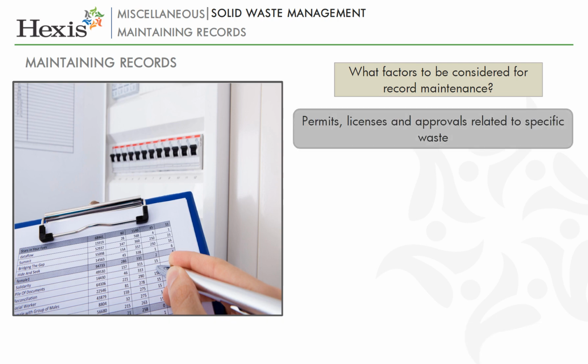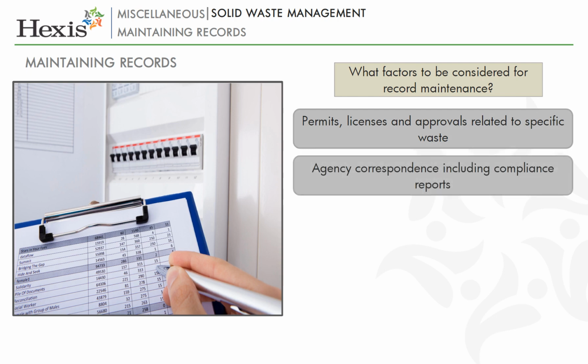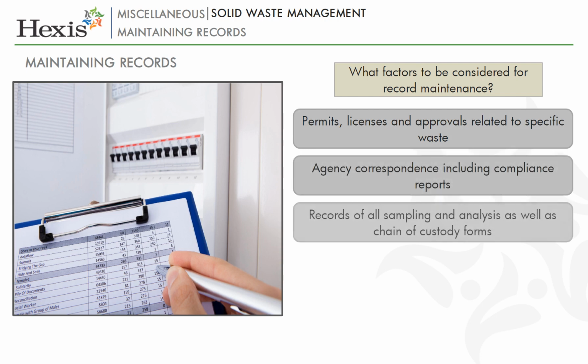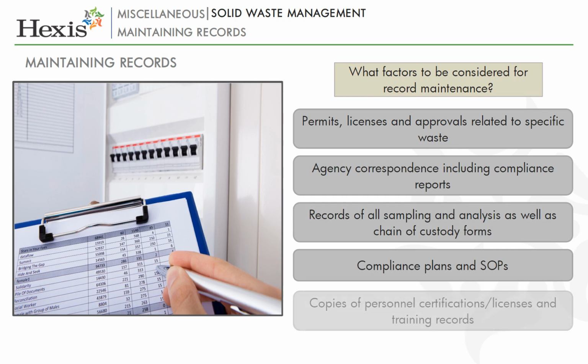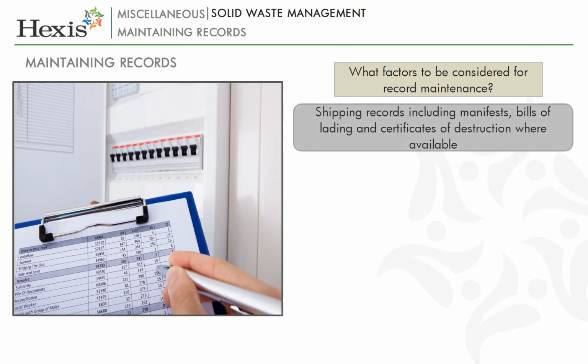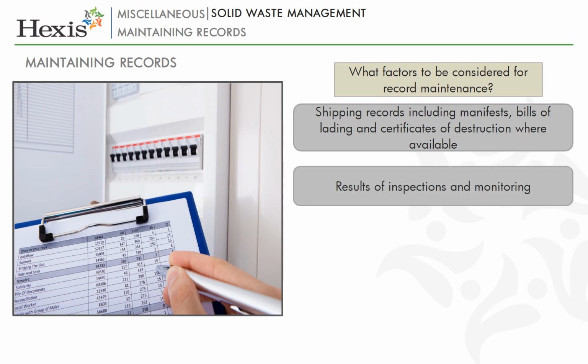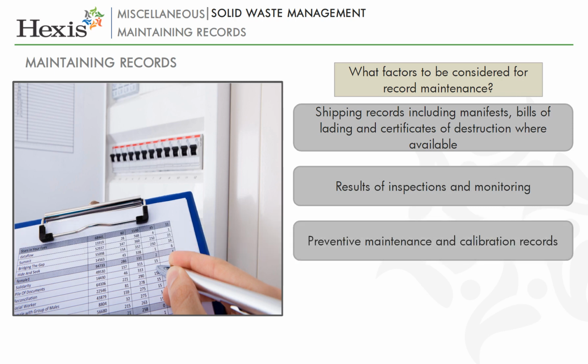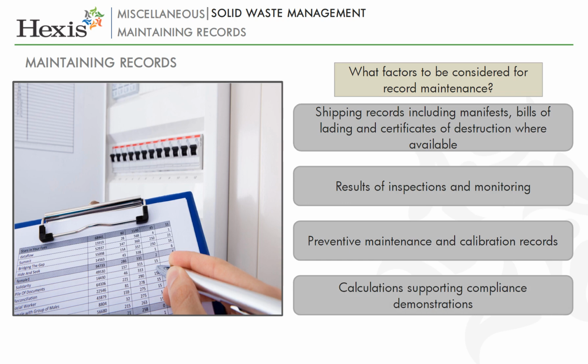Permits, licenses and approvals related to specific waste. Agency correspondence including compliance reports. Records of all sampling and analysis as well as chain of custody forms. Compliance plans and SOPs. Copies of personal certifications or licenses and training records. Shipping records including manifests, bills of lading and certificates of destruction where available. Results of inspections and monitoring. Preventive maintenance and calibration records. Calculations supporting compliance demonstrations.